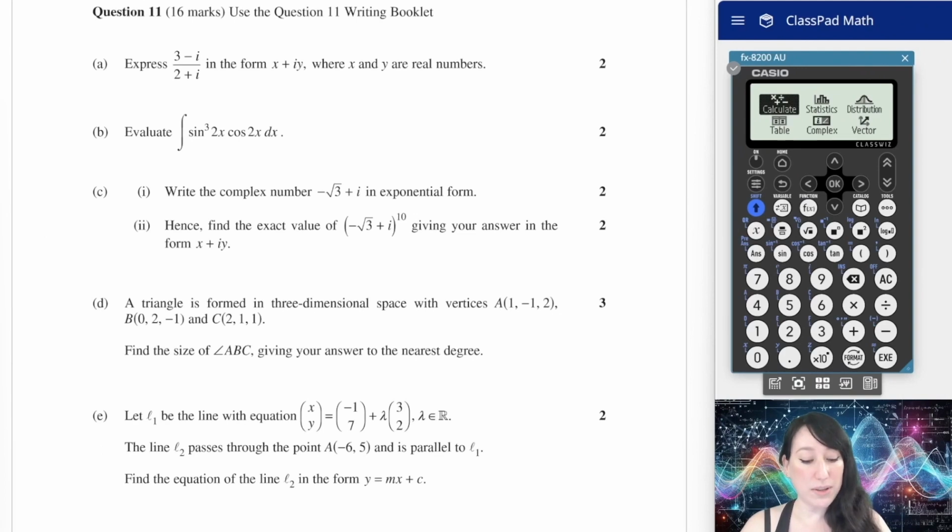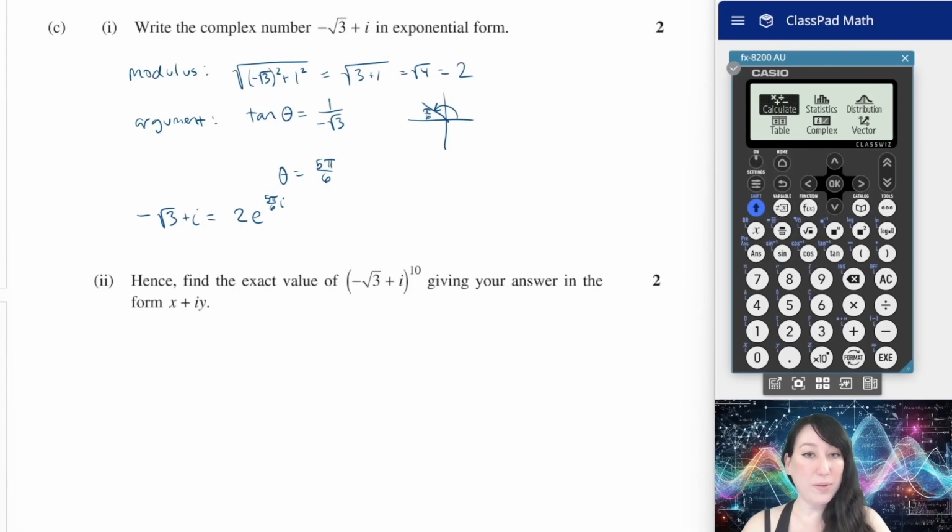Now, C part 2 is: hence find the exact value of (-√3 + i) to the power of 10, giving your answer in the form x plus iy. So having a complex number in exponential form makes it much easier to find a power of that number.